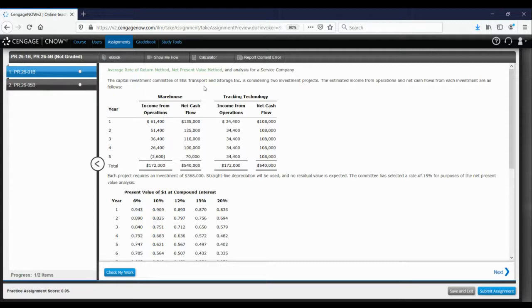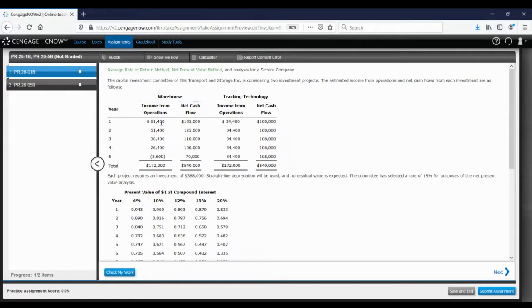we're going to be the Ellis Transport and Storage Company, and we're going to be considering two types of investment projects, and those investment projects are going to be whether the company will want to invest in a warehouse or whether they're going to want to invest in tracking technology.